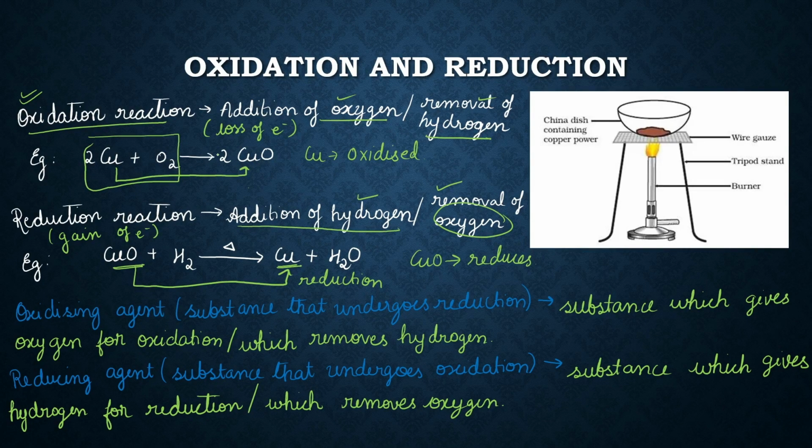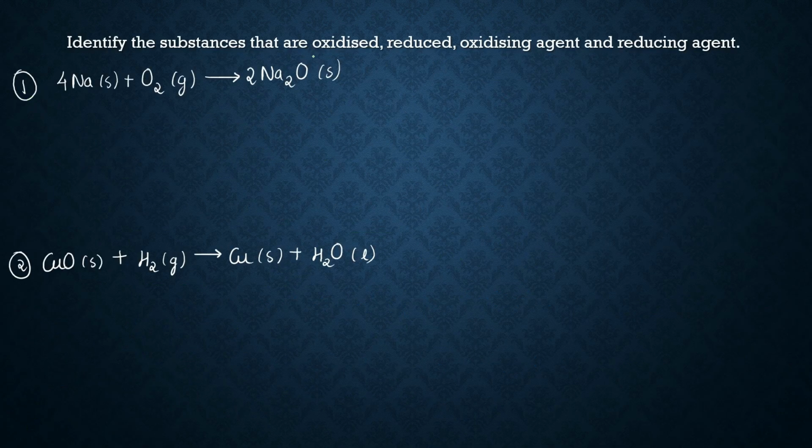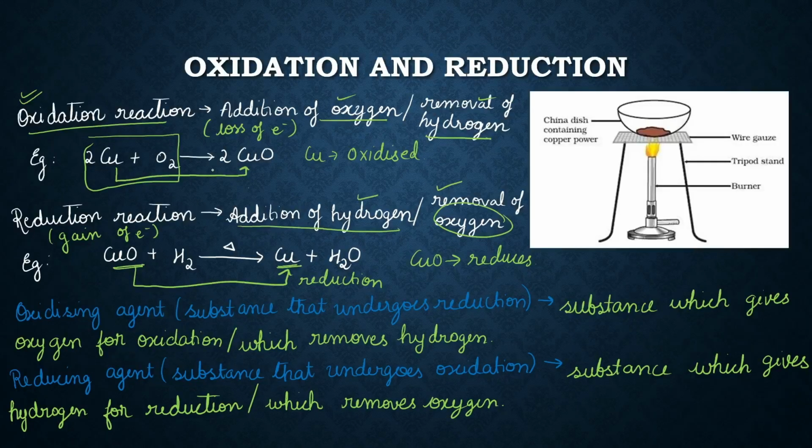For all the four which I just discussed, that is, the substance that is oxidized, reduced, oxidizing agent, and reducing agent, whatever they ask, the answer will always be from the reactant side only. The product side will not come. From the reactant only, you must decide whether it is getting oxidized or reduced, or is behaving as an oxidizing agent or reducing agent.